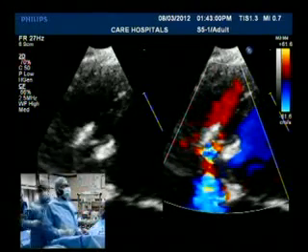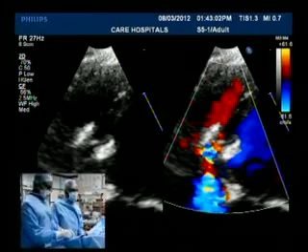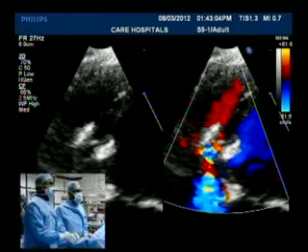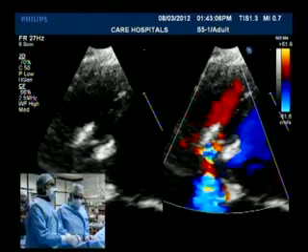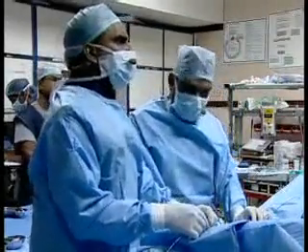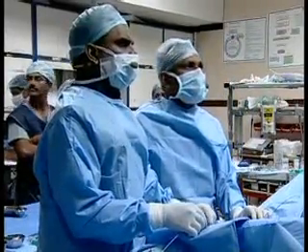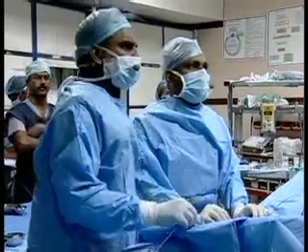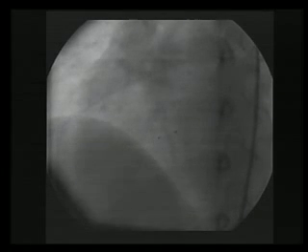Come and deploy. So we are deploying the device. Yeah, it is already deployed. Please, can we see the fluoro? Can we do a cine? So the device is already deployed. You can see either side, nicely positioned.